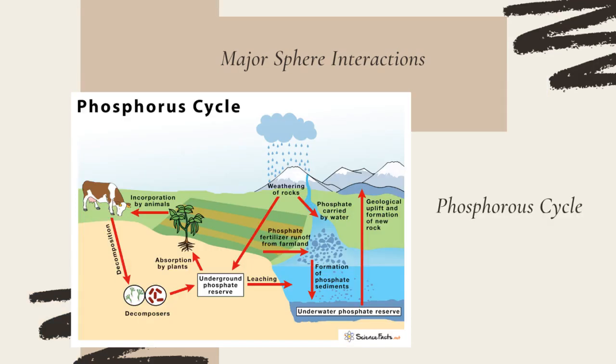Next is the phosphorus cycle. This cycle moves through every sphere except the atmosphere because it is rarely a gas. It gets to the soil from rocks breaking down and being dissolved in water, or when an animal dies. Plants absorb it and it becomes part of them. Animals eat the plant, and both die, returning it to the ground.